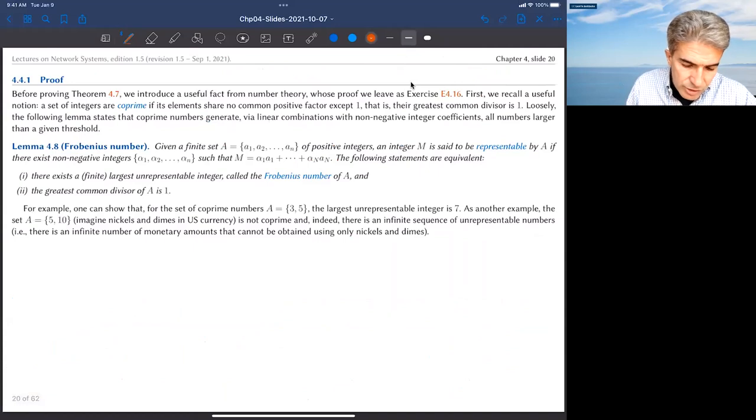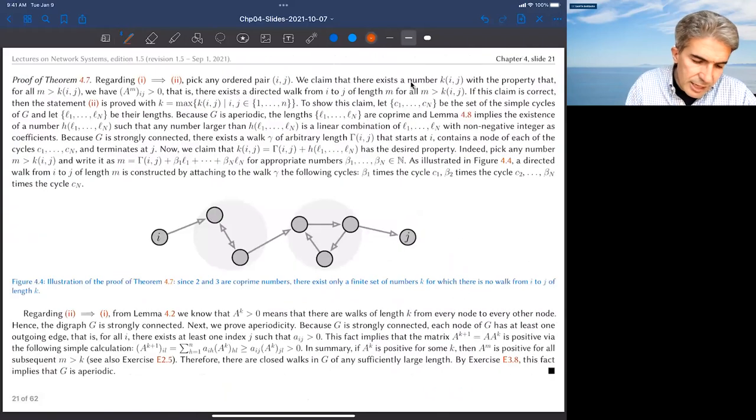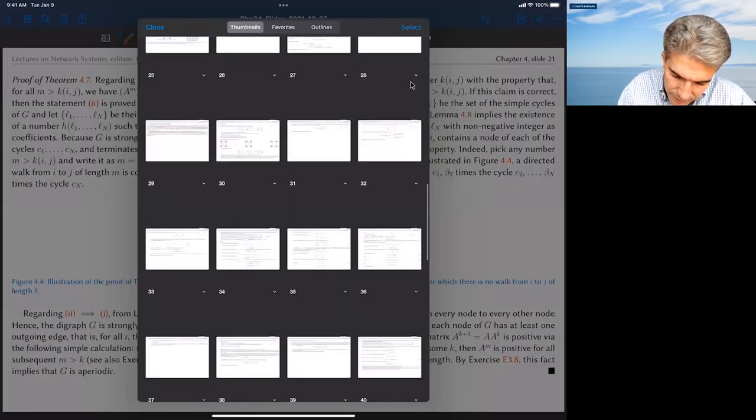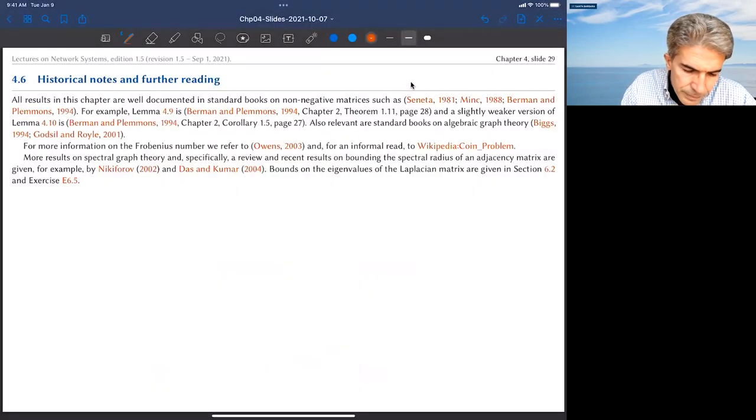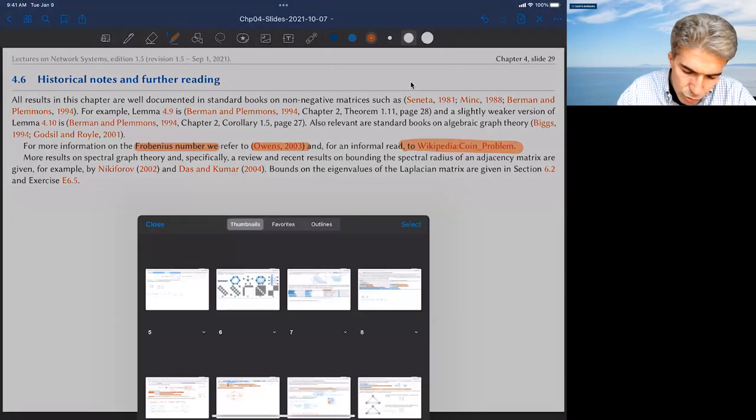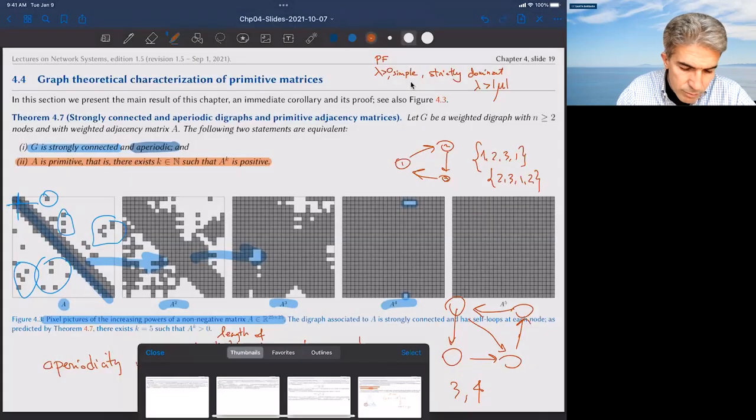Now, how does one do the proof? I don't want to do the proof for you, although it's very intuitive. It has to do with these notions of coprime. I will just refer you to the historical notes and additional material I have written at the end of each chapter. The proof of this theorem is related to something fun to read about, which is the coin problem. So if you're interested in following more on this, go read the Wikipedia page on the coin problem, or something referred to as the Frobenius number. This is a very nice little document by Owens illustrating what that does. And this concludes my discussion of the main theorem about primitive matrices.